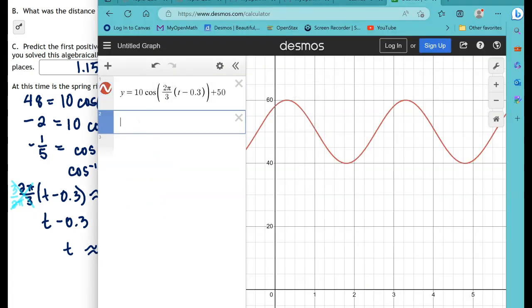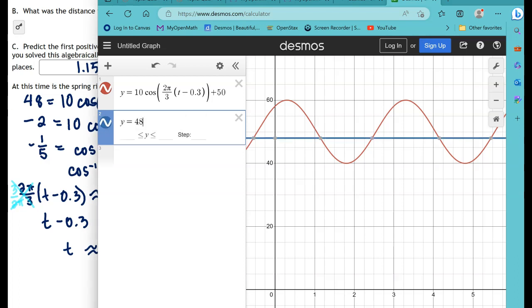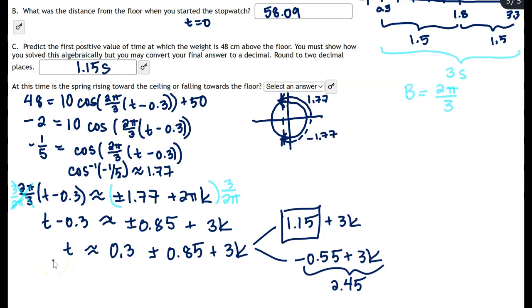So to do that, you're going to plug into your y equals. We want y equals 48. And then we can just check it out here. We're looking for the first time, and I'm getting 1.146, about 1.15, which is exactly what we found. So absolutely use that. That's a powerful check.